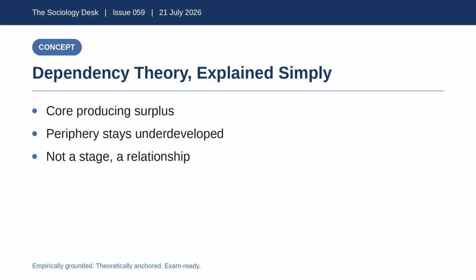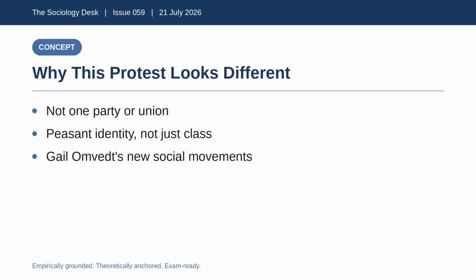Now place the trade agreement inside this frame. If Indian agriculture opens up to subsidized American produce, it does not simply compete on equal terms. It risks becoming a satellite market, absorbing someone else's surplus. That is the sentence you want in your answer, not a summary of the protest.